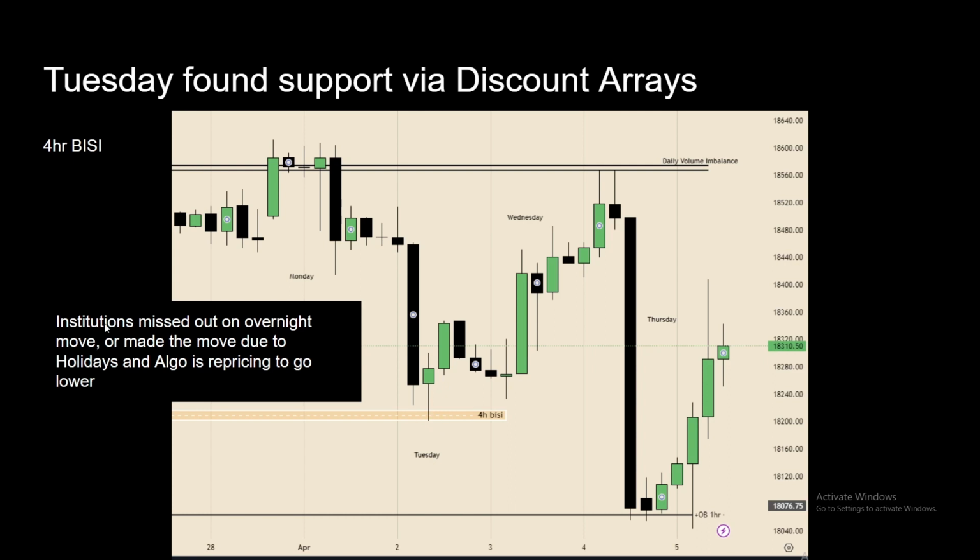So this is my thought process: institutions missed out on the overnight move due to the bank holiday, or they made the move to go lower due to the holidays. And since they made the move to go lower, the algorithm is going to want to reprice to a certain level to make sure that all the orders that couldn't be filled are filled, right? Offering buy side instead of sell side, so that could ultimately go lower.